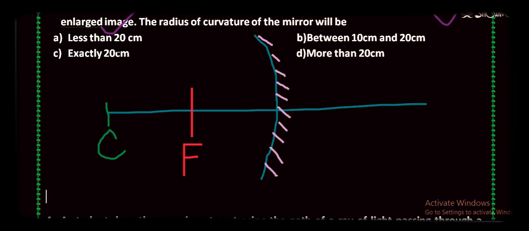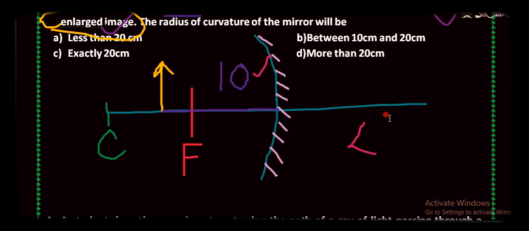Now according to the question, the object is placed here because it is giving which type of image? It is giving a real and enlarged image. So that's why the object will be placed between C and F. Now the object position is given, that is 10 centimeter. So obviously the focal length will be less than 10. Focal length will be less than 10.